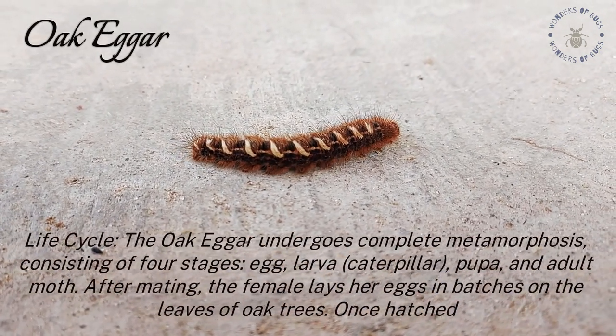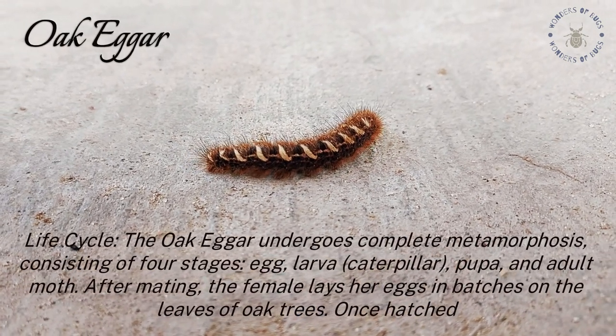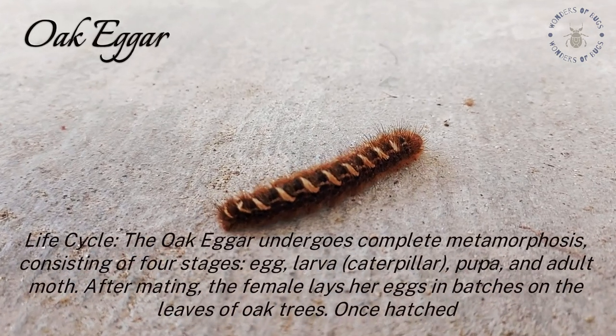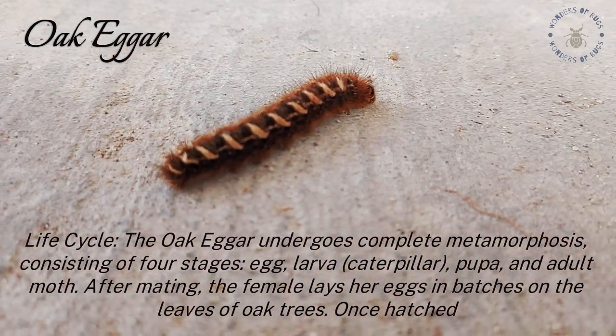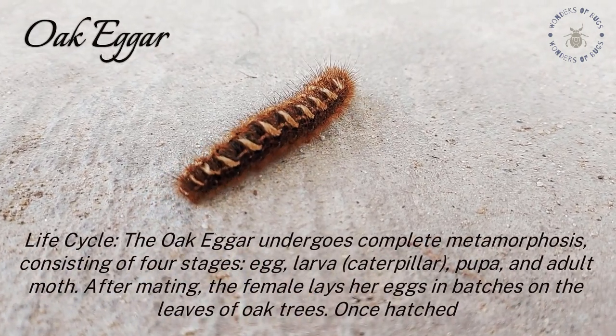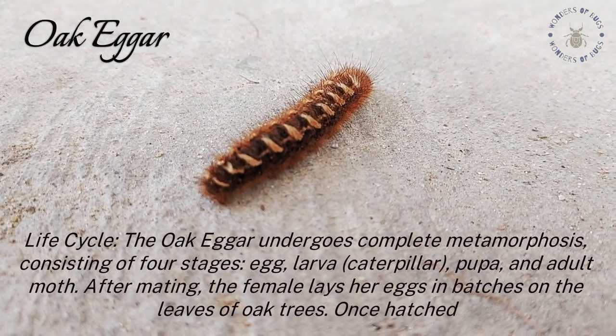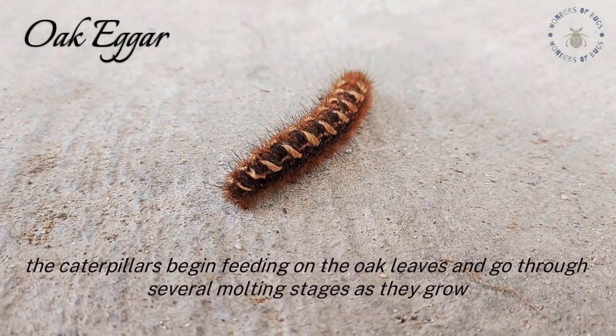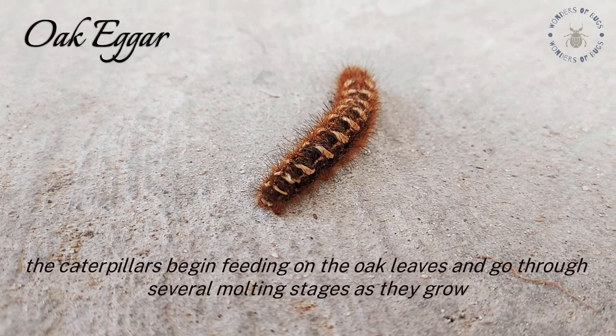Life cycle: the Oak Eggar undergoes complete metamorphosis, consisting of 4 stages: egg, larva (caterpillar), pupa, and adult moth. After mating, the female lays her eggs in batches on the leaves of oak trees. Once hatched, the caterpillars begin feeding on the oak leaves and go through several molting stages as they grow.